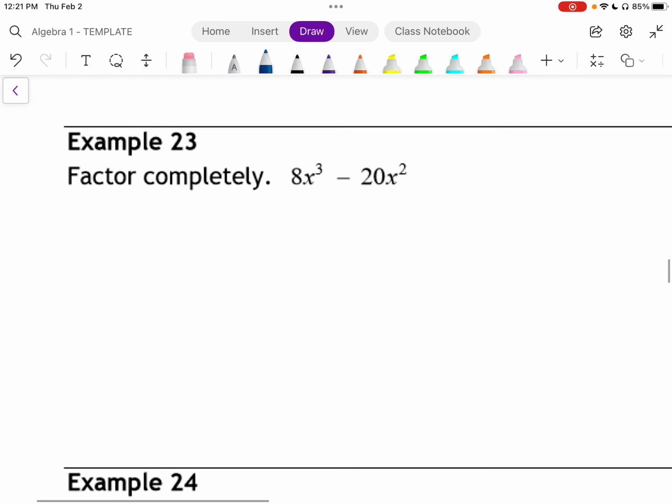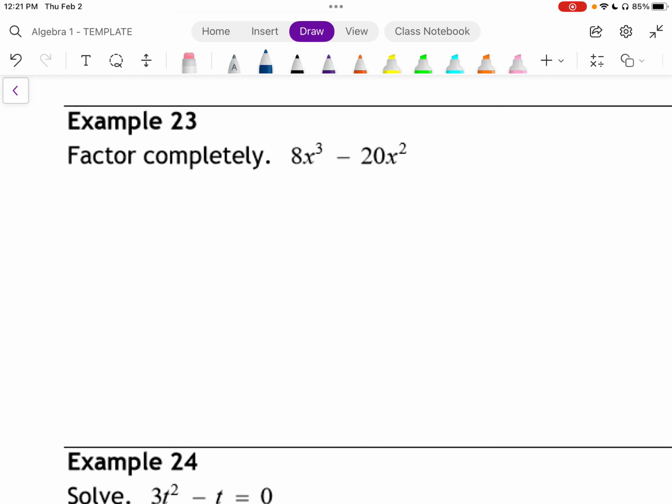Scrolling down, 23. This one just says to factor. It doesn't say to solve, just factor. So I think about my 8 and my 20. And I think about what is the biggest number that I could pull out of both of them. And I think that number is going to be a 4. So I'll pull out a 4 out of both.